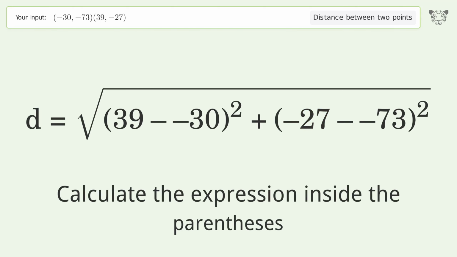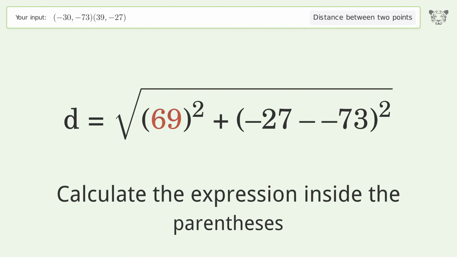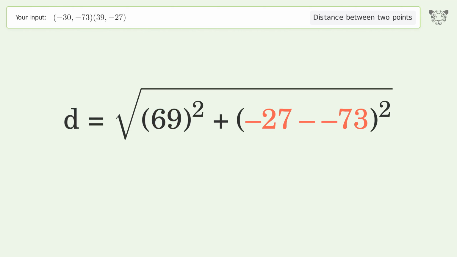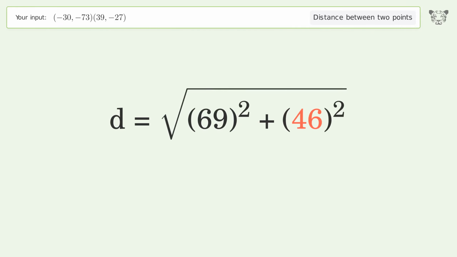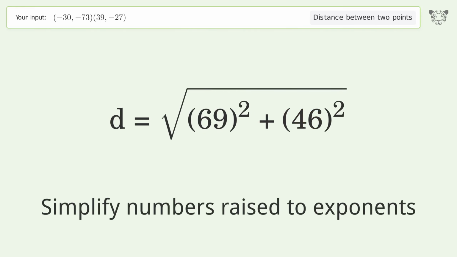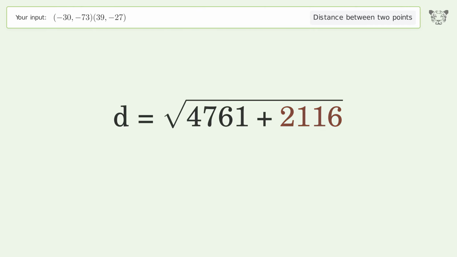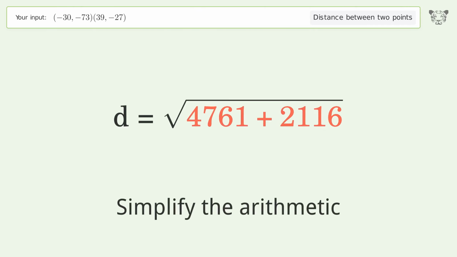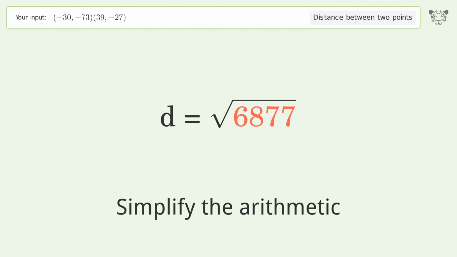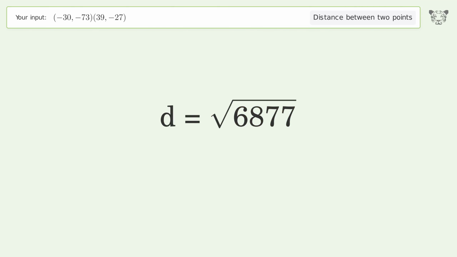Calculate the expression inside the parentheses. Simplify numbers raised to exponents. Simplify the arithmetic. And so the distance between the 2 points is the square root of 6,877, or 82.928.